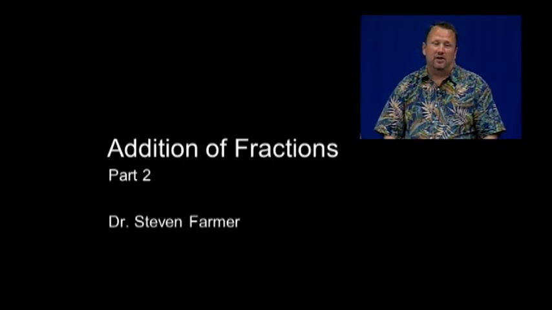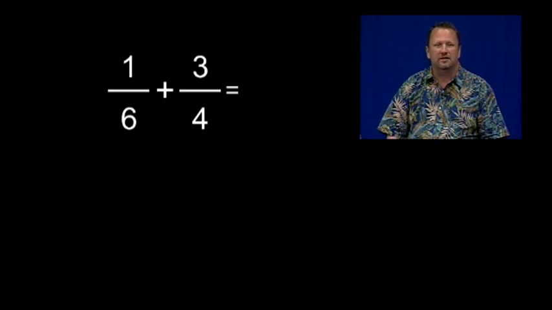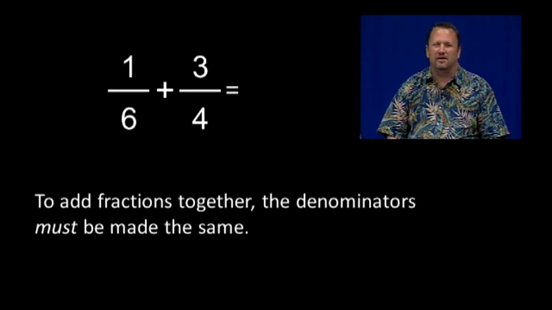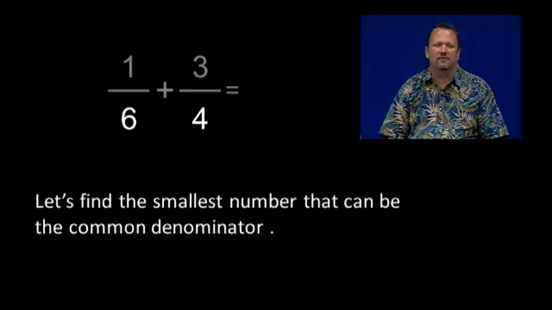Let's talk about the addition of fractions. Here we have 1/6 plus 3/4. To add fractions together, the denominators must be made the same. So we will ignore the numerators for now and focus on the denominators. Let's find the smallest number that can be the common denominator.